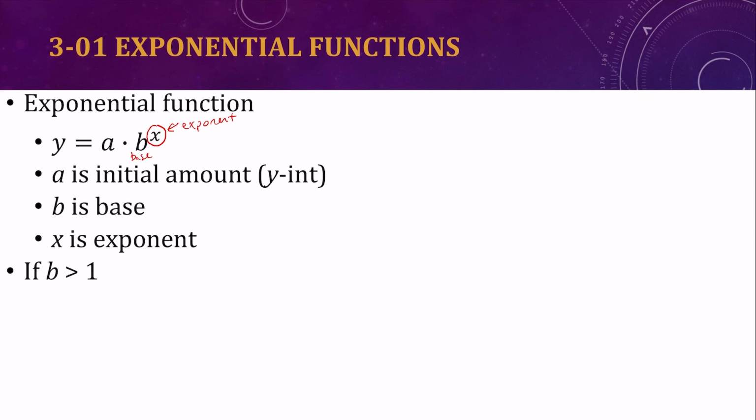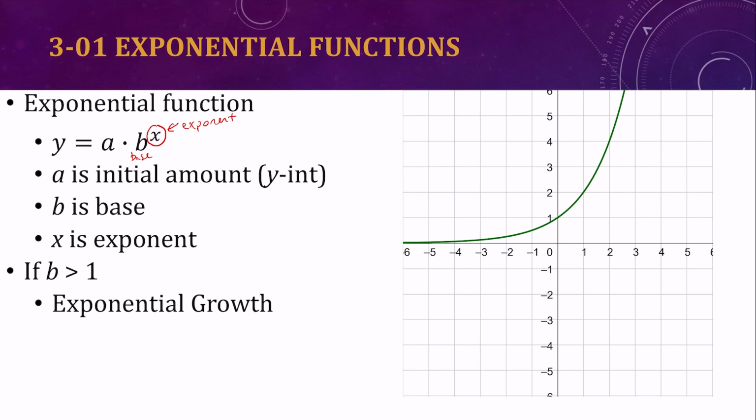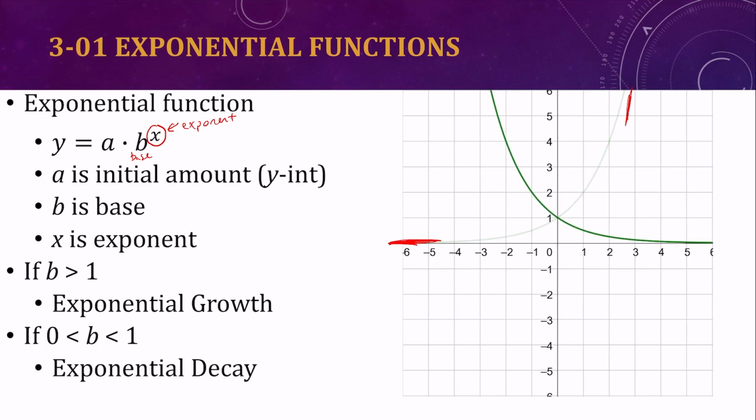If your base is greater than 1, you have exponential growth. Notice our shape, it's almost level on the left, almost constant, and then it starts getting bigger, and then it starts getting bigger really fast. That's exponential growth. Exponential decay is when the base is between 0 and 1, and it's just reflected over the y-axis. It starts by steeply going down and then levels out.